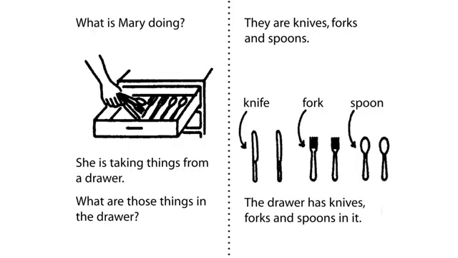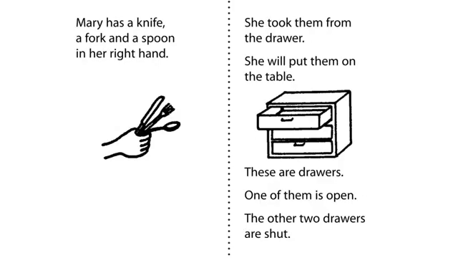What is Mary doing? She is taking things from a drawer. What are those things in the drawer? They are knives, forks, and spoons. Knife, fork, spoon. The drawer has knives, forks, and spoons in it. Mary has a knife, a fork, and a spoon in her right hand. She took them from the drawer. She will put them on the table.